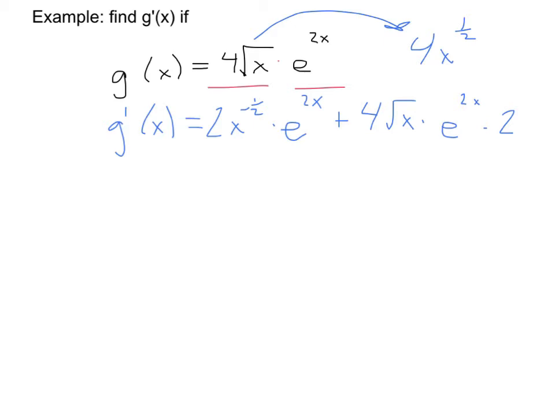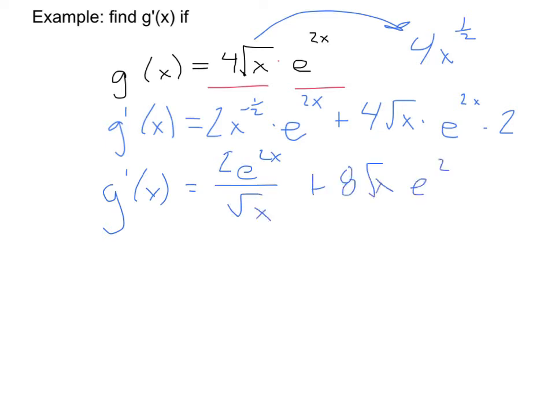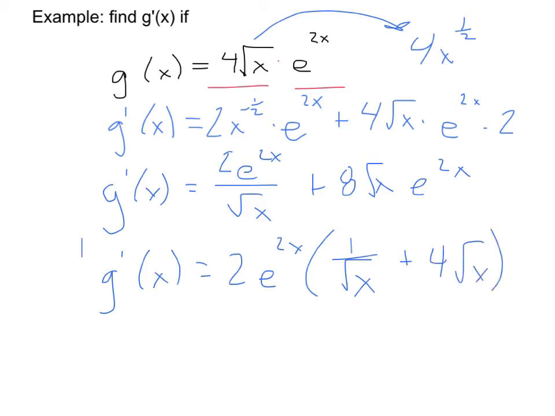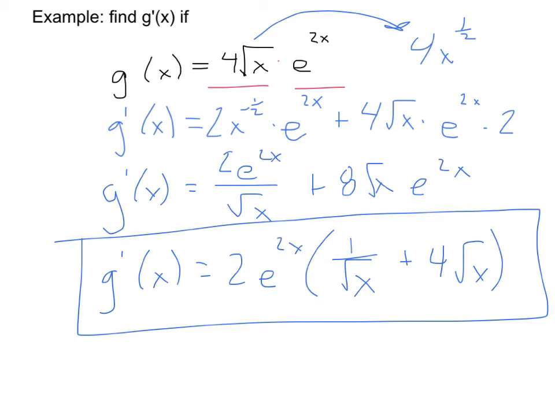We can certainly do some things to pretty this up, and it's worth spending some time on the algebraic manipulation, because you may need to do it for multiple choice questions. So for this first one, you've got 2e to the 2x over the square root of x plus 8 root x e to the 2x. I would probably factor out a 2e to the 2x, and that leaves me with 1 over root x plus 4 root x, which is a decent looking answer. So that's my derivative for this one. This was a simple application of the product rule.